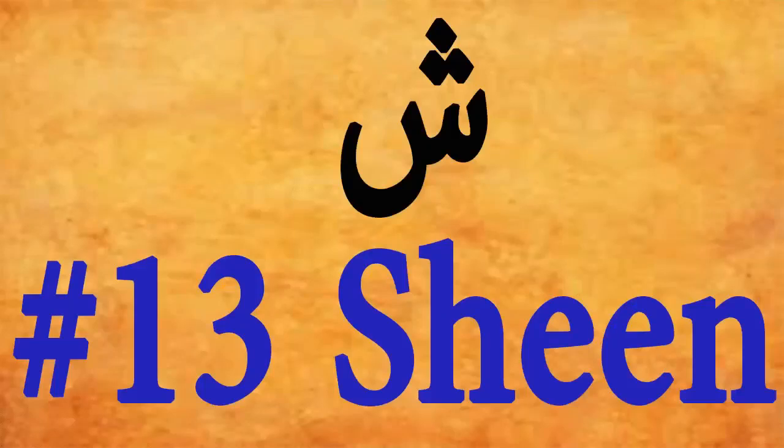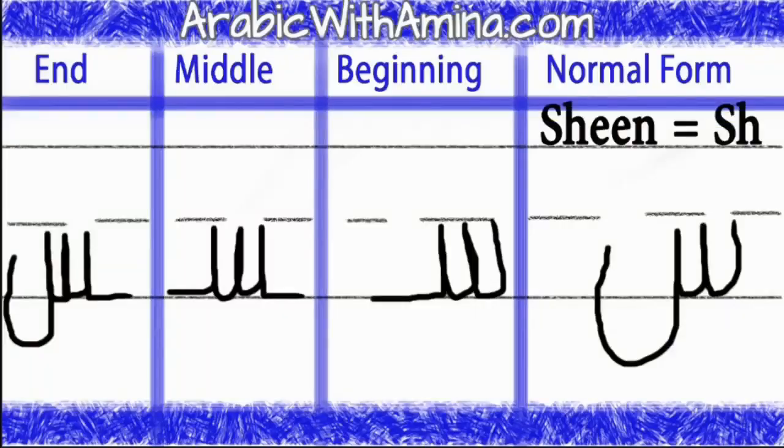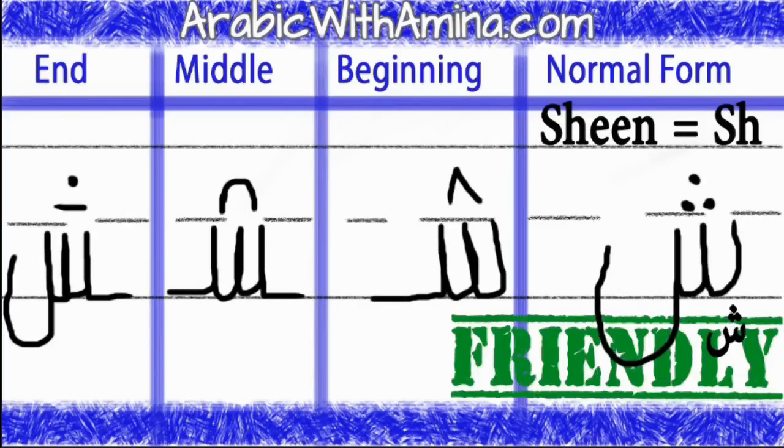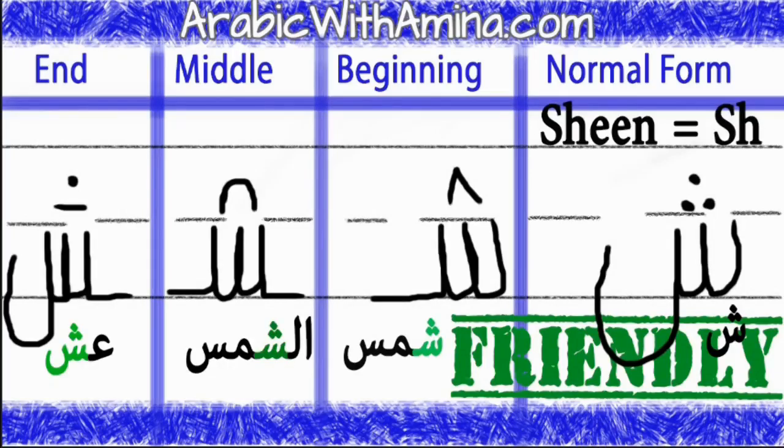Letter number 13 is Sheen. In English, the letter Sheen would be sh. And it's very similar to the previous letter, except it has 3 dots. You can write it either way, any of the ways shown. And it's a friendly letter, so it's connected to the letter after it, as shown in the examples below. And if it was after a mean letter, you'd simply disconnect it from the letter before.